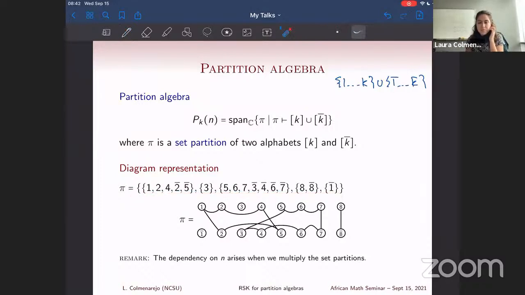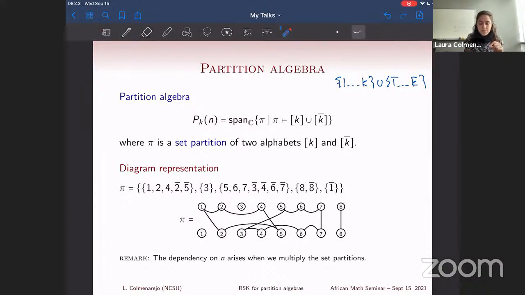You have an example here. I'm taking the numbers 1 up to 8, and you see I'm putting 1 up to 8 and 1 bar up to 8 bar, and I'm just putting them in groups, in sets. So that's a set partition. As a vector space, the partition algebra is just the span of these set partitions. Now, there is a way of constructing an algebra from a span, but it's not going to be very relevant for us. I'm just going to comment how I compute the product in a minute.